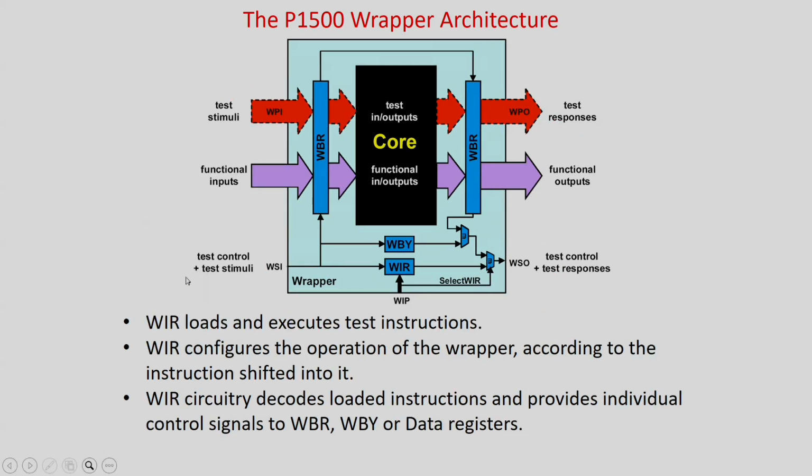Right. So what happens, WIR loads and executes this test instruction. It will load it and it will execute. The functionality of the instructions, as I told you, is very simple: whether it will go around in this manner, whether you will allow this, or whether it will bypass this particular core is taken care of by this instruction register. WIR configures the operation of the wrapper according to the instructions shifted to it.